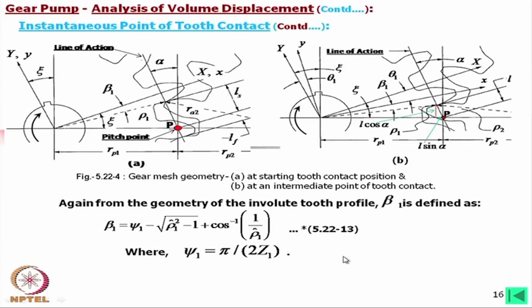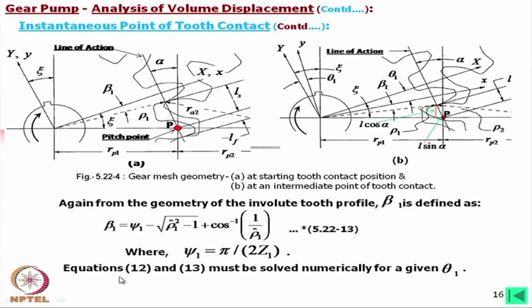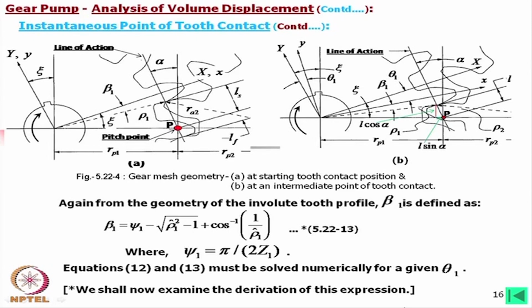Perhaps we have to show this angle to be defined; it is given here. Equations 12 and 13, the earlier equations, must be solved numerically for a given theta 1. You can see that there is no direct solution, so we have to solve it numerically. However, an analytical solution will also be available, and we will come to that, but let us see how this expression is derived.